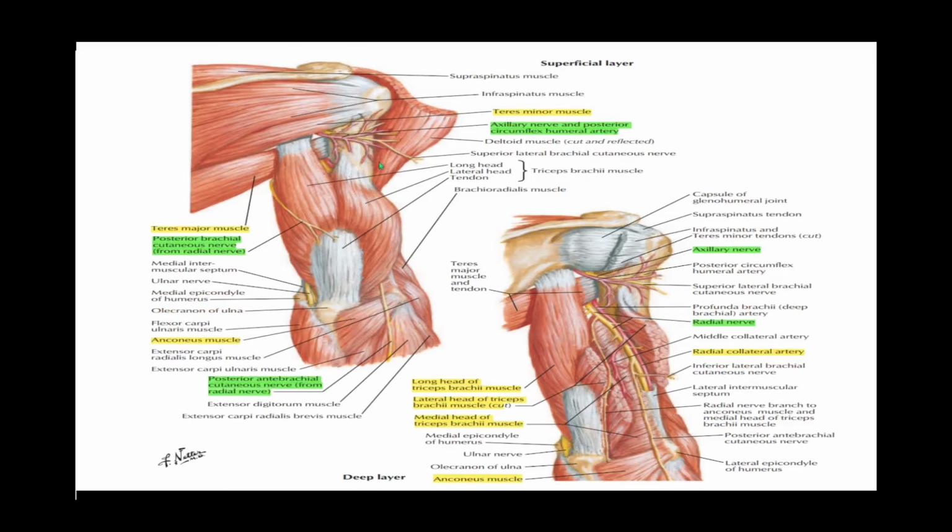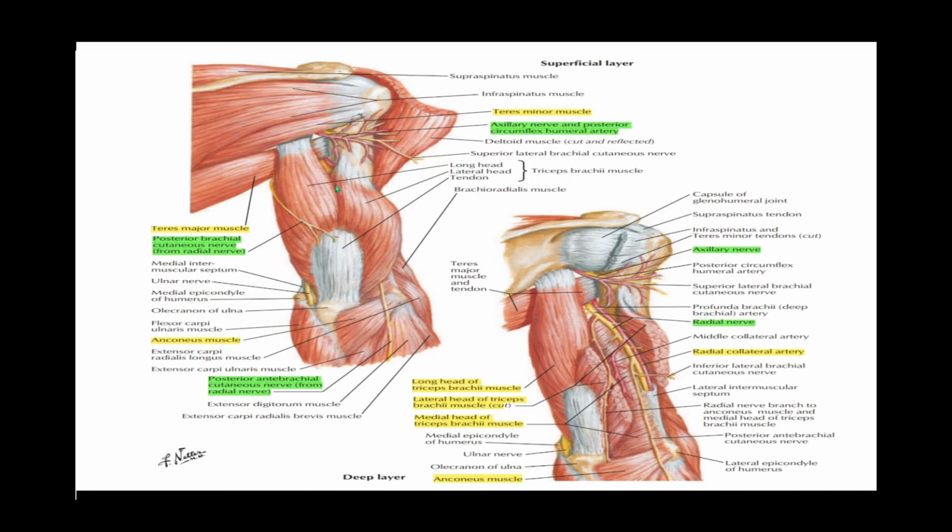We have the large muscle behind our arm called the triceps brachii. Triceps: ceps means head and tri means three. So triceps means a muscle with three heads, and brachii means arm. So triceps brachii means a muscle of the arm that has three heads. And what are these heads?